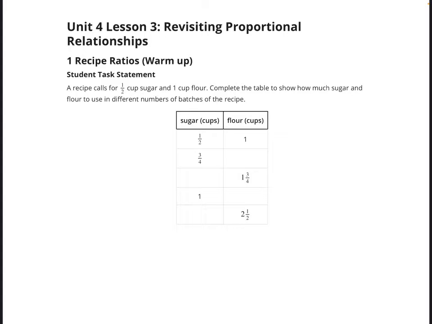Okay, guys, let's look at Unit 4, Lesson 3, Revisiting Proportional Relationships. The first portion of this lesson is called Recipe Ratios. A recipe calls for 1/2 cup of sugar and 1 cup of flour. Complete the table to show how much sugar and flour to use in different numbers of batches of the recipe.